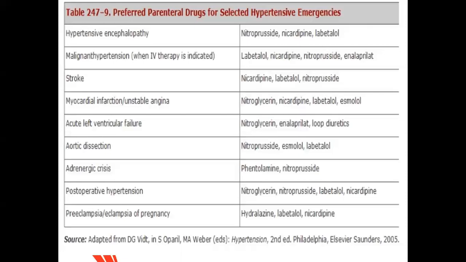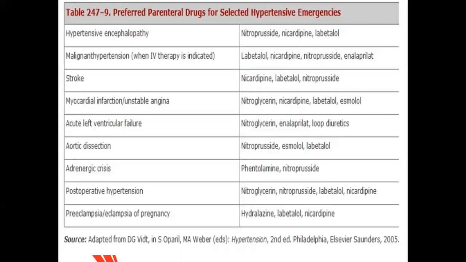For patients with malignant hypertension, where parenteral medication is indicated, labetalol becomes the drug of choice, followed by nicardipine, nitroprusside, and others. For patients with stroke, nicardipine, labetalol, and nitroprusside in that order. For patients with unstable angina or myocardial infarction or ischemia, nitroglycerin, nicardipine, labetalol, esmolol in that order.